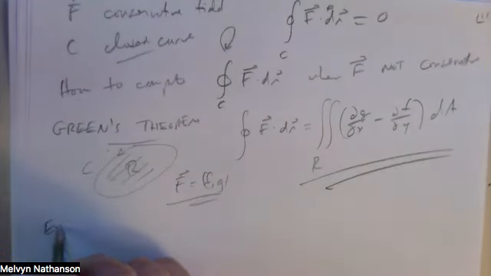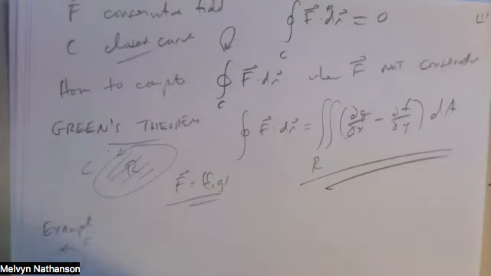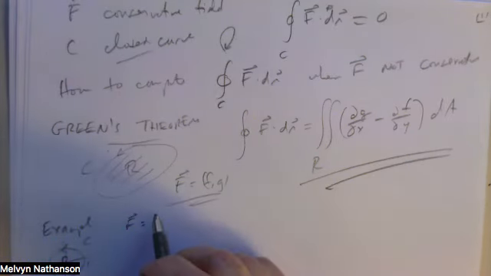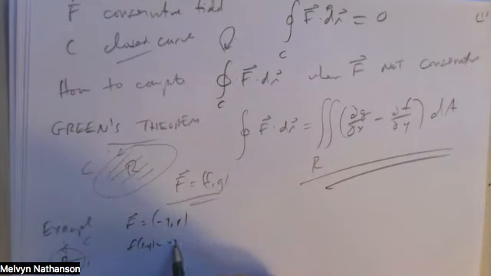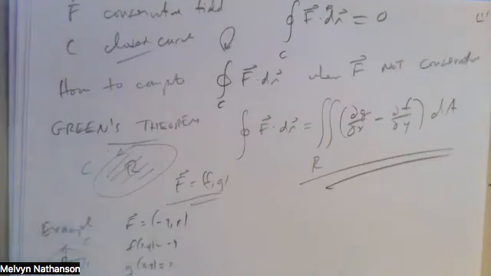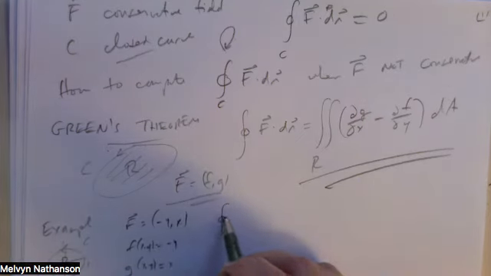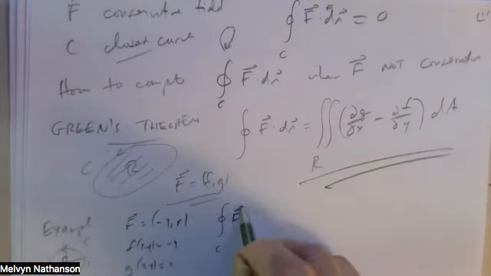So here's an example. We take our closed curve C to be the unit circle, from minus 1 to 1, and R is the region inside the circle. Suppose we take F to be the vector field minus y, x. So the first coordinate, f of xy, is minus y, and the second coordinate, g of xy, is equal to x. And what is the integral around this closed curve C of the function F dot dr?